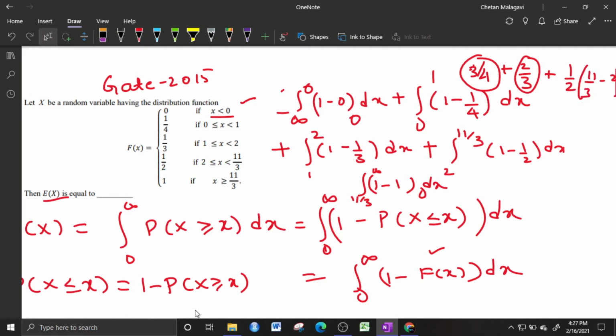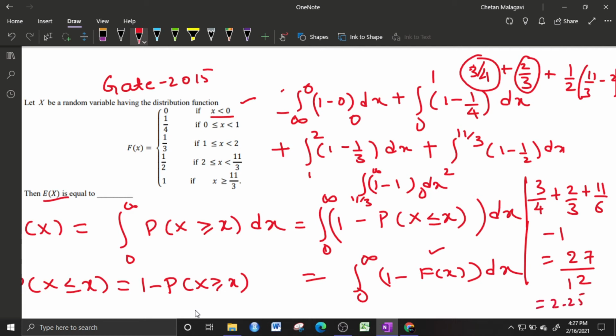So just evaluate this to get the value of expectation of x. So 3 by 4 plus 2 by 3, and here it is 11 by 6 minus 1. Upon calculating this, you simplify and you will get the value of expectation of x as 27 by 12, and that is 2.25. So the value of this is 2.25. So this is the answer.